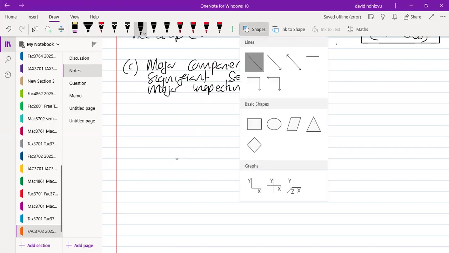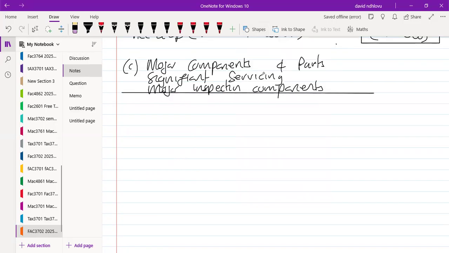So when you look at significant servicing and major inspection, these are what ordinarily would have been repairs and maintenance, if they were not said to be major. Then we have components. Components are also for repairs and maintenance. If you have a motor vehicle and you replace a part with another, that's a repair. But when we describe these as major or significant or major inspection components, these we capitalize.